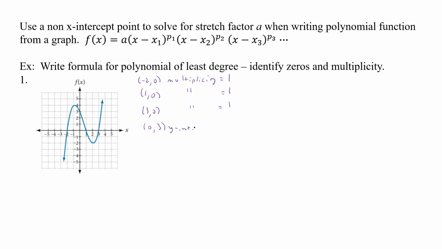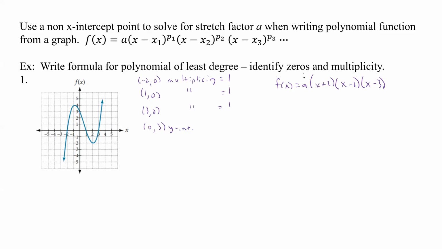Okay. And so from all of this, I can write something in the form of a general function. So I'm going to have f of x equals a times, now I have to say, okay, well, x minus negative 2, so it's going to be x plus 2. Now we said multiplicity is 1, so it's just to the power 1, so we don't have anything to worry about there, times x minus 1, and it's again power 1. And then we have times x minus 3, again to the power 1. So that's my general formula.